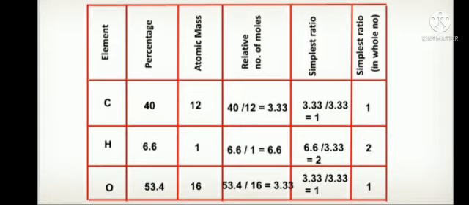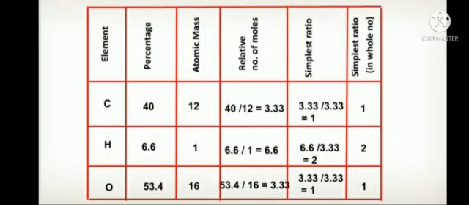In the fifth column, we are having simplest ratio. How we will get simplest ratio value? In the relative number of moles column, we have to find the smallest number value. Divide the relative number of moles of each element by the smallest number of relative number of moles, we will get the simplest ratio. Here, 3.33 is the smallest number in relative number of moles column. Hence, you have to divide the relative number of moles of each element by 3.33.